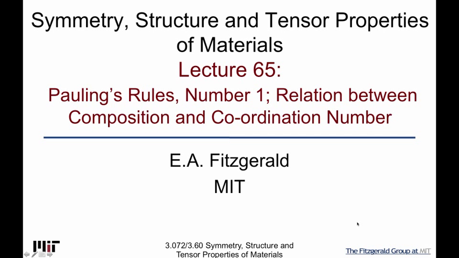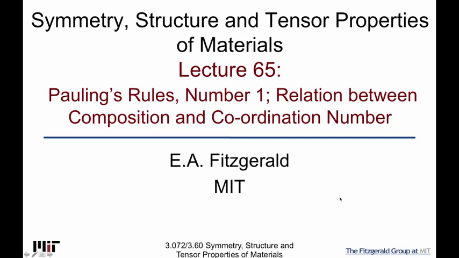Welcome to lecture 65. We are still on Pauling's rule number 1 because there's a lot in that first statement. We've got to talk about coordination number, the radius of ions and the ratio of those radii, and how that affects the potential compounds. Or that's what Pauling's rules say. Anyway, we're going to get into that this class.